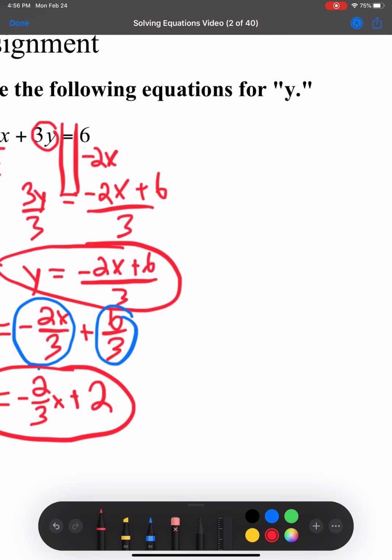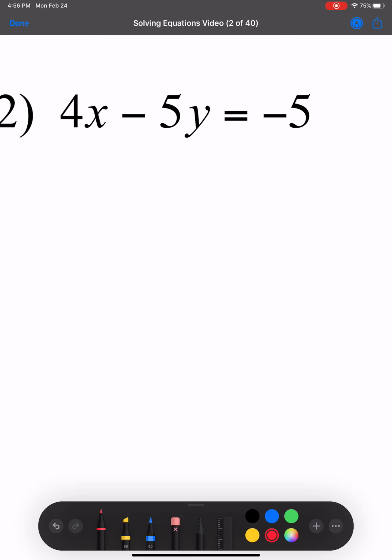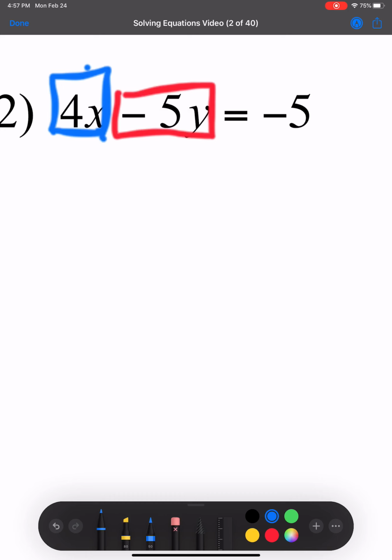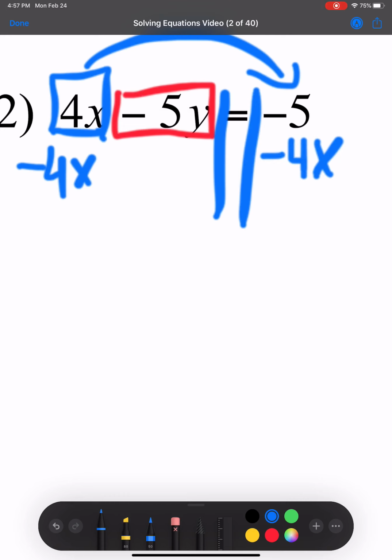If we now take a look at this one right here, we're going to do the same thing. The only thing we have to be careful of is this subtraction sign that's there in front of it. We're going to follow that same process of dealing with and moving this first. I need to move this over here, and I do that by subtracting, which is the opposite of 4x. So the opposite of 4x is minus 4x or negative 4x. And again, whatever I do to one side, I need to create balance and do it to the other side as well.